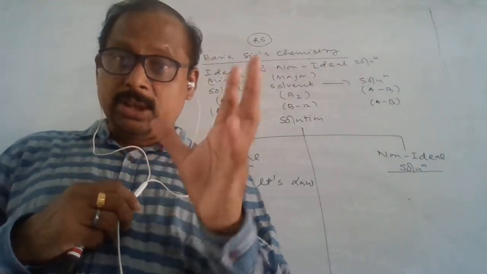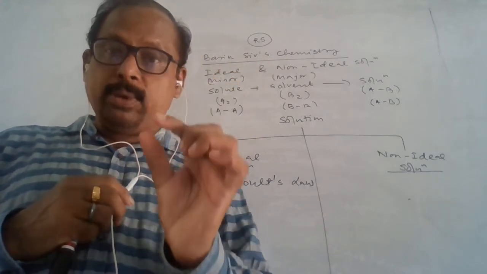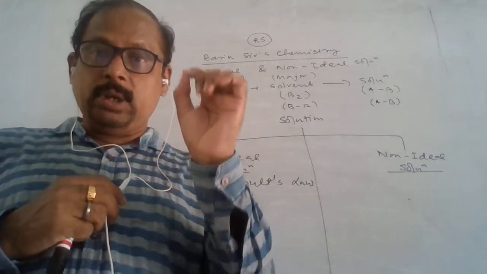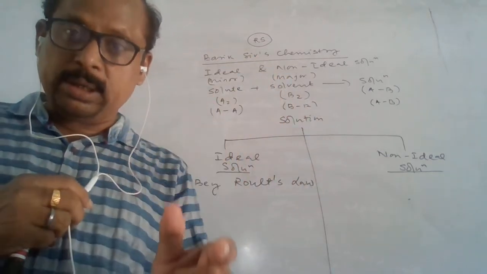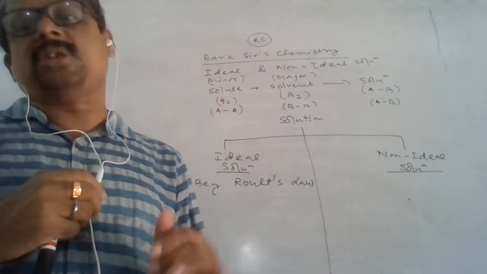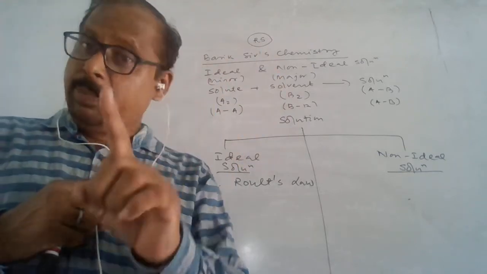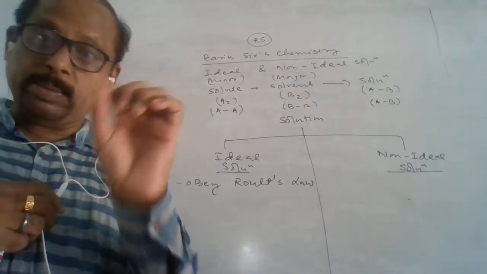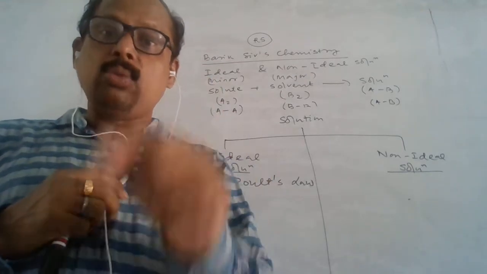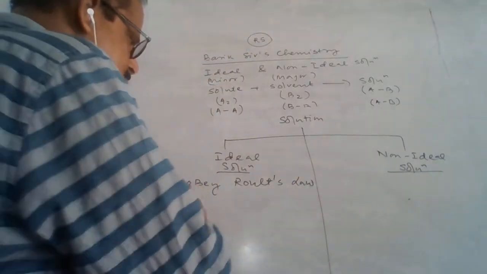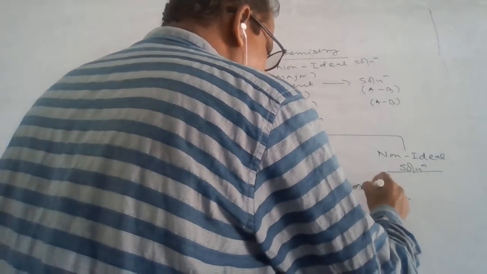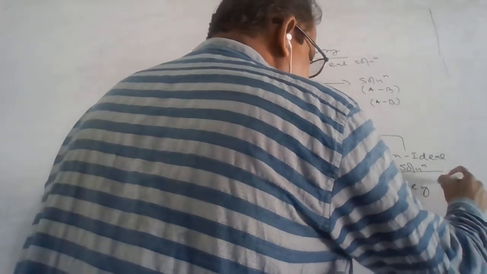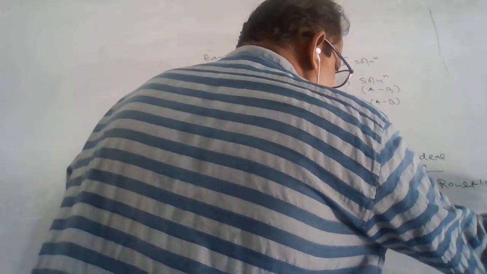Again, I am repeating, there is another statement of Raoult's law. The vapor pressure of the solution is equal to the product of the vapor pressure of the solvent and the mole fraction of the solvent. Okay. So the ideal solution means the solution which obeys Raoult's law. Here, the non-ideal solution does not obey Raoult's law.